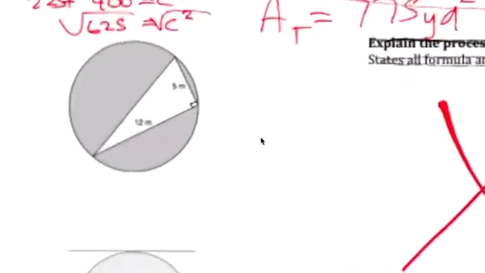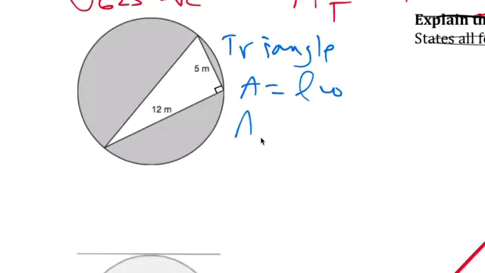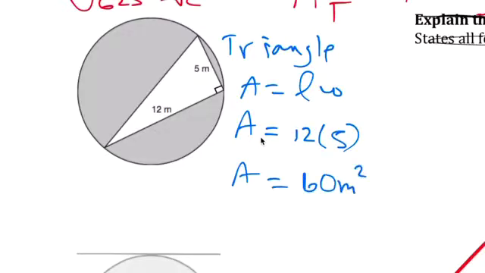Okay, so this one is similar, but you subtract because there's a white spot that represents a hole. So let's do the triangle first. The triangle is 60 meters squared.